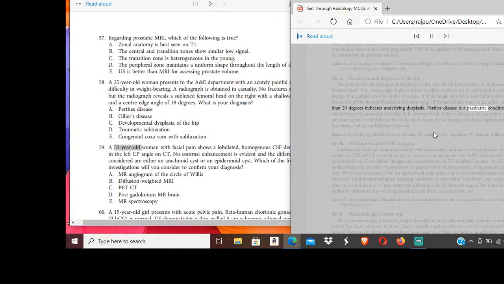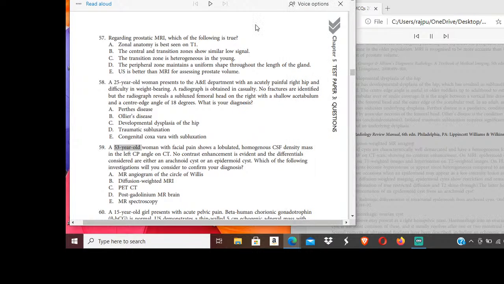Perthes disease is a pediatric condition characterized by avascular necrosis of the femoral head. Ollier disease is the condition of multiple enchondromas, enchondromatosis. Isolated traumatic subluxation requires significant trauma in the absence of an underlying dysplasia. Dähnert W. Radiology Review Manual, 6th ed. Philadelphia, Pa: Lippincott Williams and Wilkins, 2007:65-6.